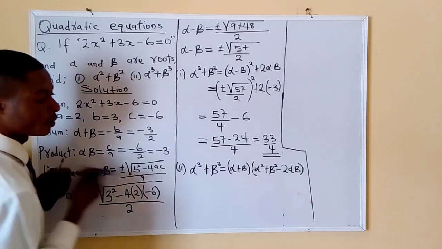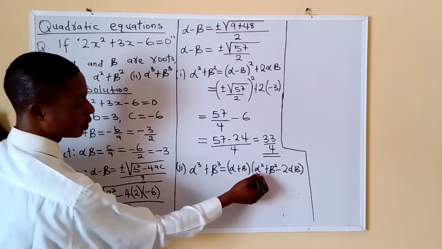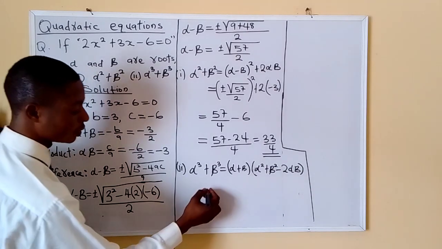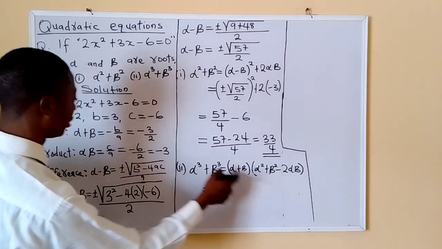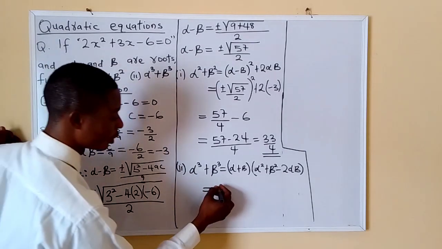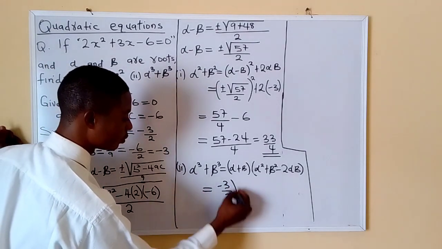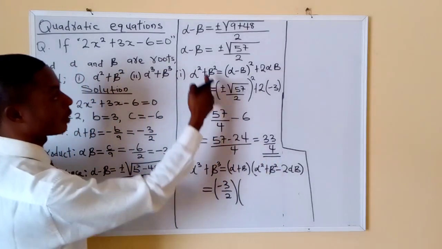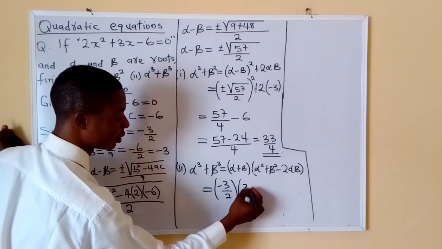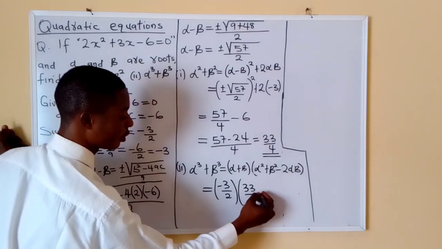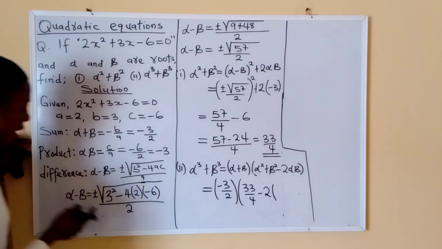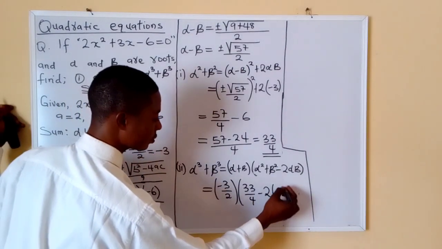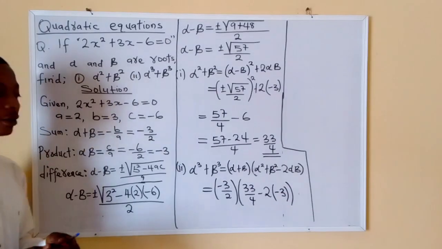You can see that from here we have the sum of roots, alpha squared plus beta squared here, and then the product of roots here. So this will be equal to alpha plus beta, which is minus 3 divided by 2. Alpha squared plus beta squared is what we have solved here as 33 divided by 4, then minus 2 times our alpha beta, which is minus 3. So look at it well.